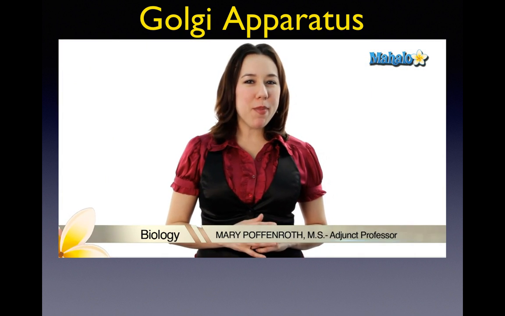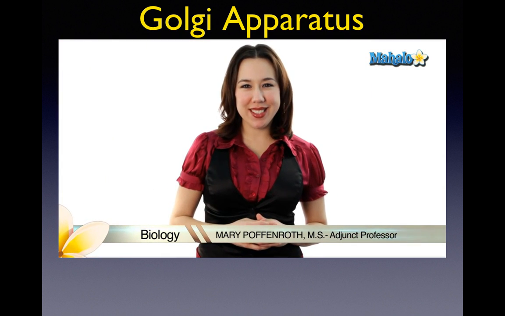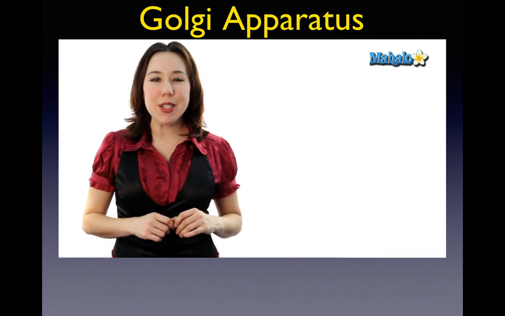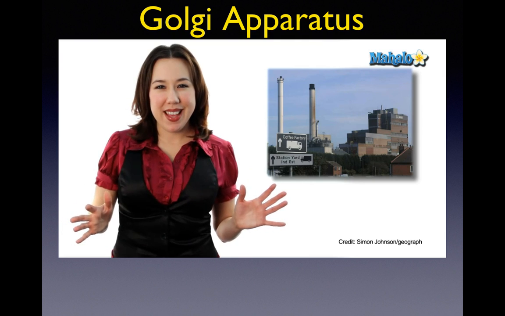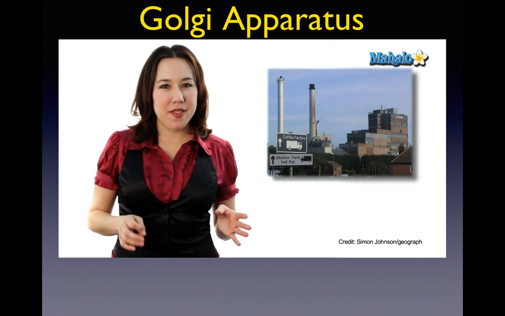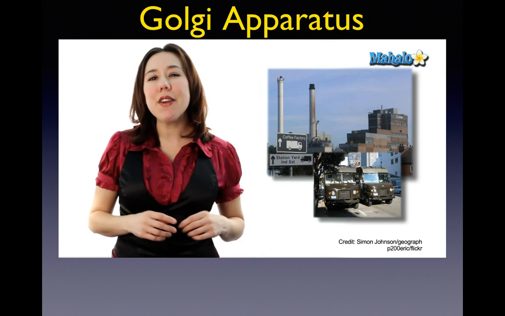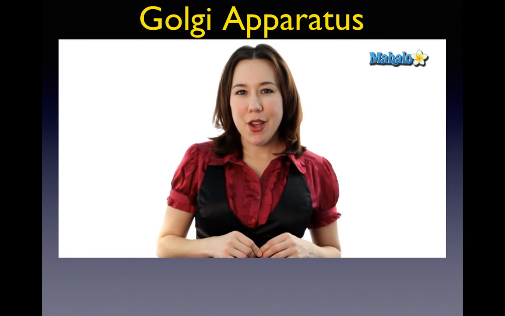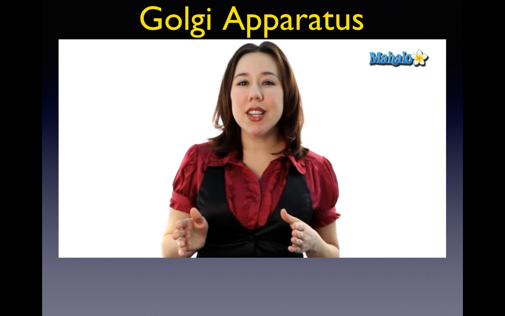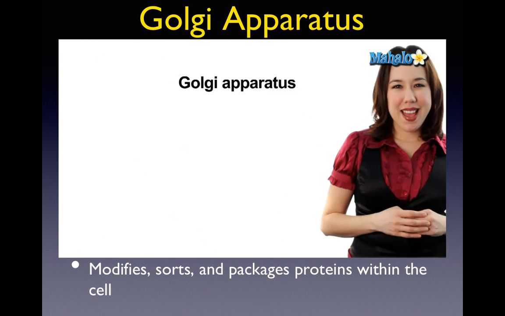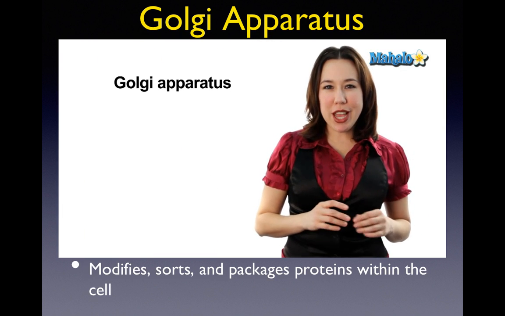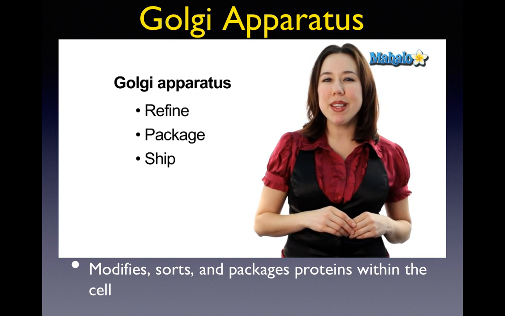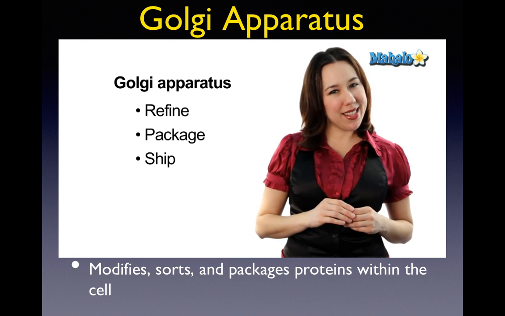Hi, my name is Mary Poffenroth, and I'm an adjunct professor of biology. Today, we're going to be talking a little bit about the Golgi apparatus. So if you think of the endoplasmic reticulum like a big factory making proteins and lipids, then you can think of the Golgi apparatus kind of like FedEx or UPS, where those products are going to be taken to that shipping department where they're going to be sorted, packaged, and sent out to all of the customers. And like any good shipping department, the Golgi apparatus is going to refine, package, and ship off all of those proteins and lipids either within the cell or outside the cell.